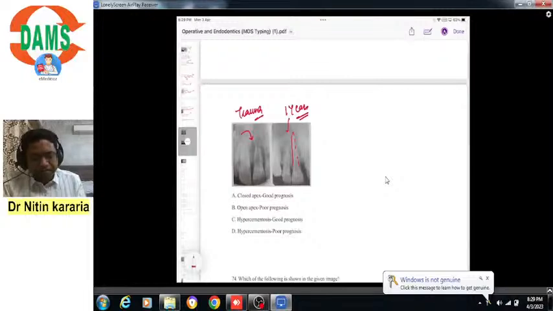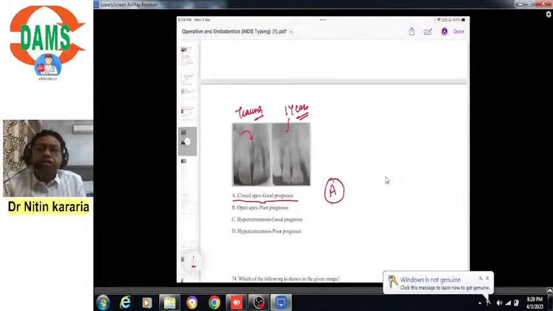Okay, you can see on the second radiograph, it is a case of closed apex with good prognosis. So the answer to the above question would be A. If we have to discuss the other options, open apex and poor prognosis is not there. Then hypercementosis with good prognosis and hypercementosis with poor prognosis.